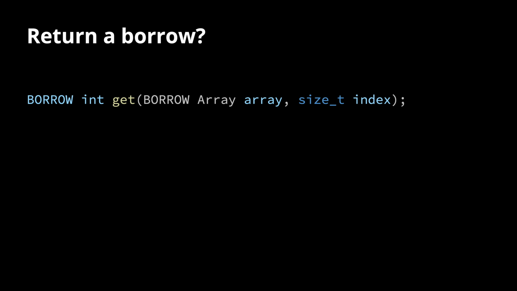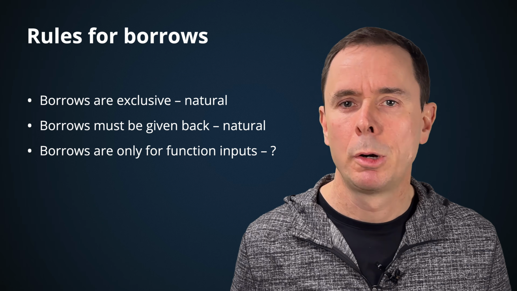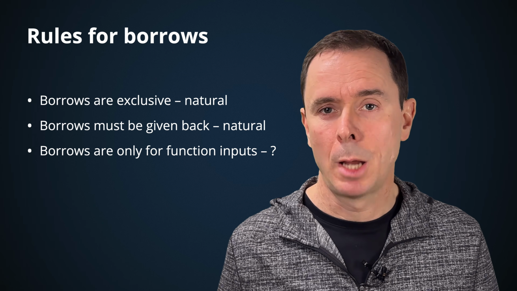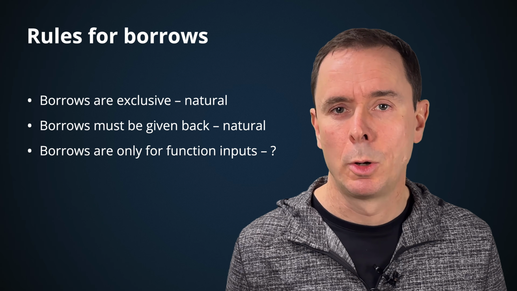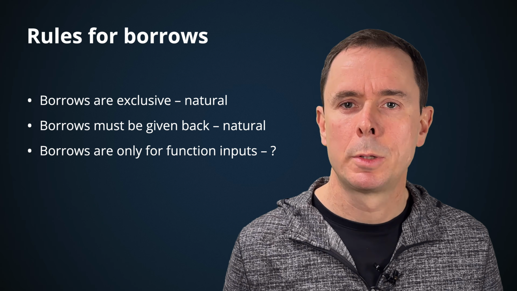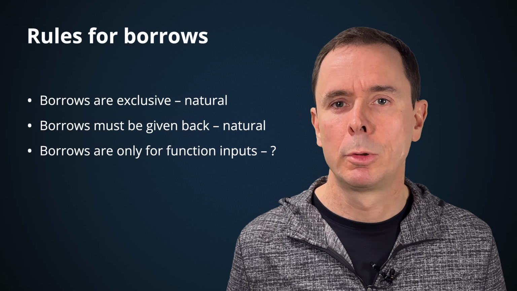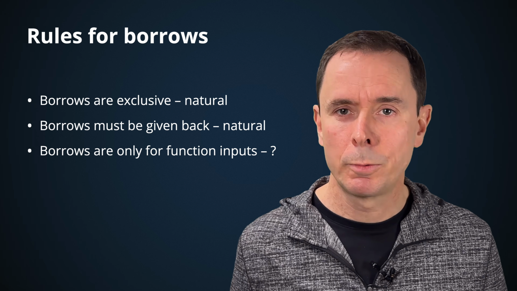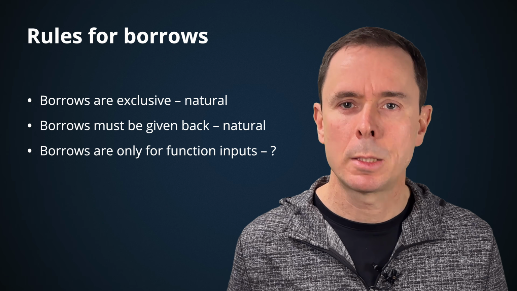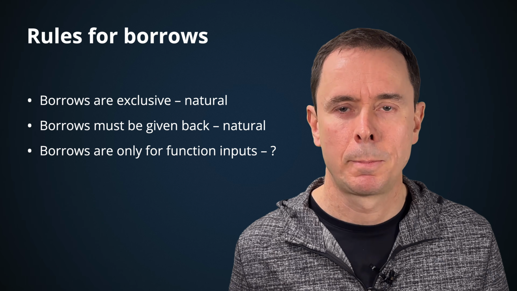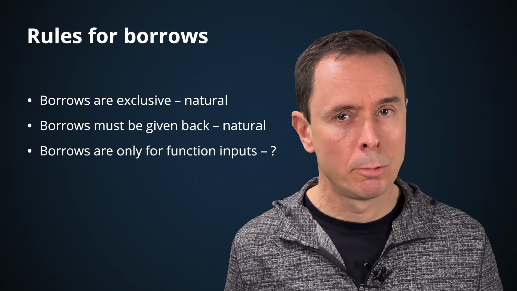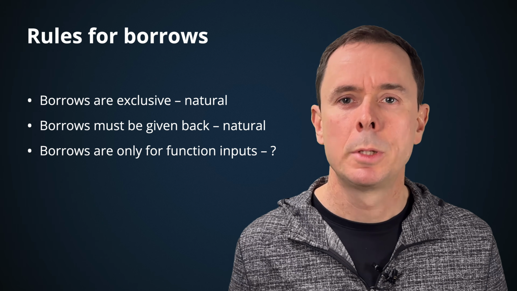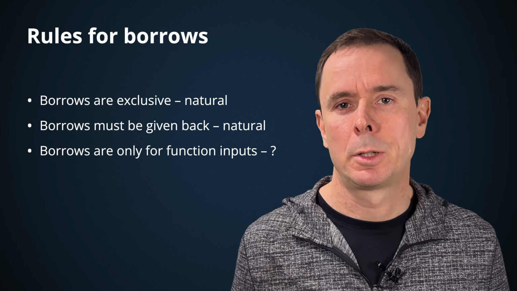To make this safe, let's review the rules for borrows. We said borrows are exclusive. That's a natural consequence of the concept of borrowing, if we're going to respect that some types cannot be copied. We said borrows must be given back. Again, that's a natural consequence. If borrowing is going to be useful, then the variable it's borrowed from has to become usable again at some point. And we said that borrows are only for function inputs. You can't return a borrow from a function. In other words, the borrow ends at the moment the function returns.